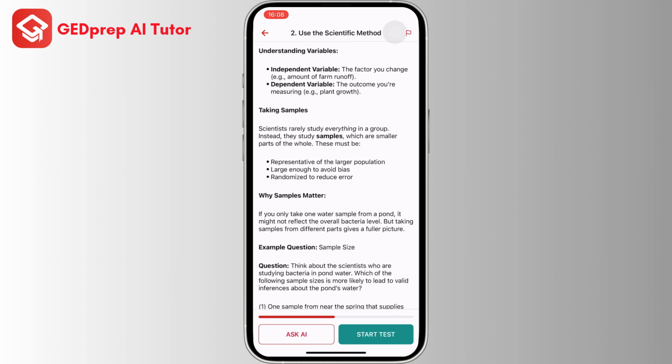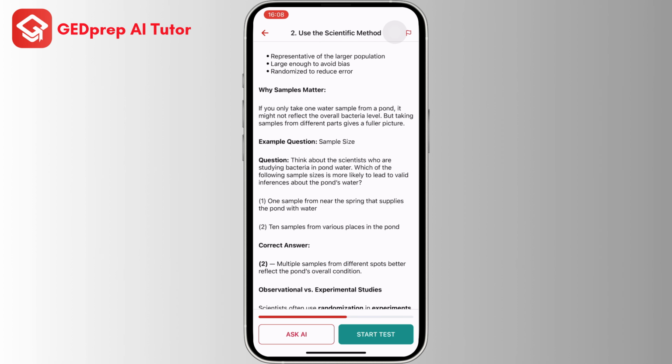The role of sample. Scientists rarely test an entire population. Instead, they use samples, smaller groups that represent the whole. Good samples must be representative of the larger group, large enough to avoid bias, and randomized to reduce error. Why it matters. If you only take one water sample from a pond, it may not reflect the true bacteria levels, but multiple samples from different locations give a clearer picture.